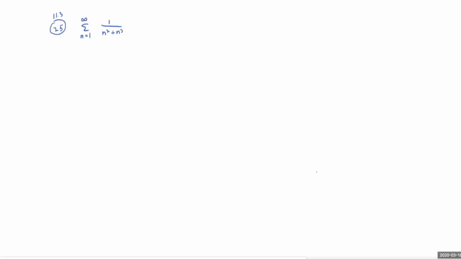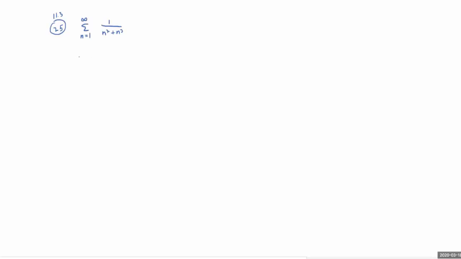This is number 25 from 11.3. It's the sum from n equals 1 to infinity of 1 over n squared plus n cubed right there. And the directions are, I'm assuming, to determine whether or not it converges. So here we go. Let's try the integral test.